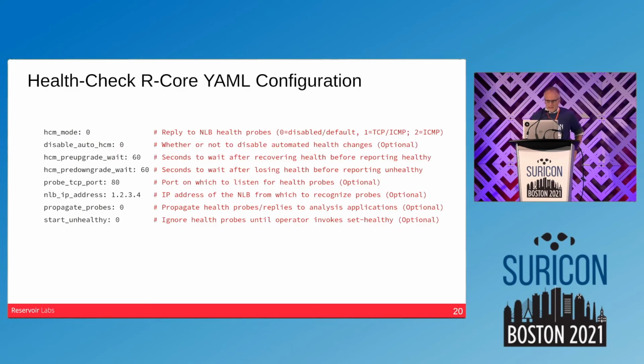Yeah, so that's the YAML part for the health check capability. It has different modes. 0 is disable, 1 is for TCP and ICMP, and 2 is just for ICMP.